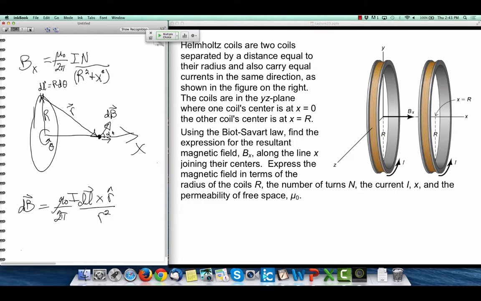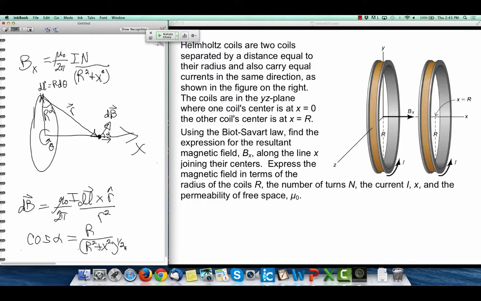What is this angle? Well, I'm pretty sure it's that angle there. And so the cosine of alpha I'm going to need right there. But the cosine of alpha is just going to be what? r over r squared over the square root of r squared plus x squared. I think that's the cosine of alpha. So that's what I need to multiply by.